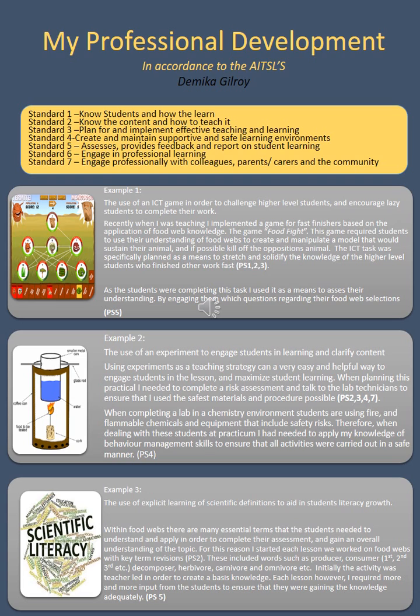A single example of an activity where these standards were all applied well was through the use of an online game called Food Fight. The game was used as a way to challenge fast finishers and requires in-depth knowledge of and application of the food webs to play. The game is 2 players, each assigned an animal, and the students are required to create a single shared food web to ensure that their animal has the highest population. This process requires students to use their understanding of food webs and to create and manipulate a model that would sustain their animal and, if possible, kill off the opposition's animal.